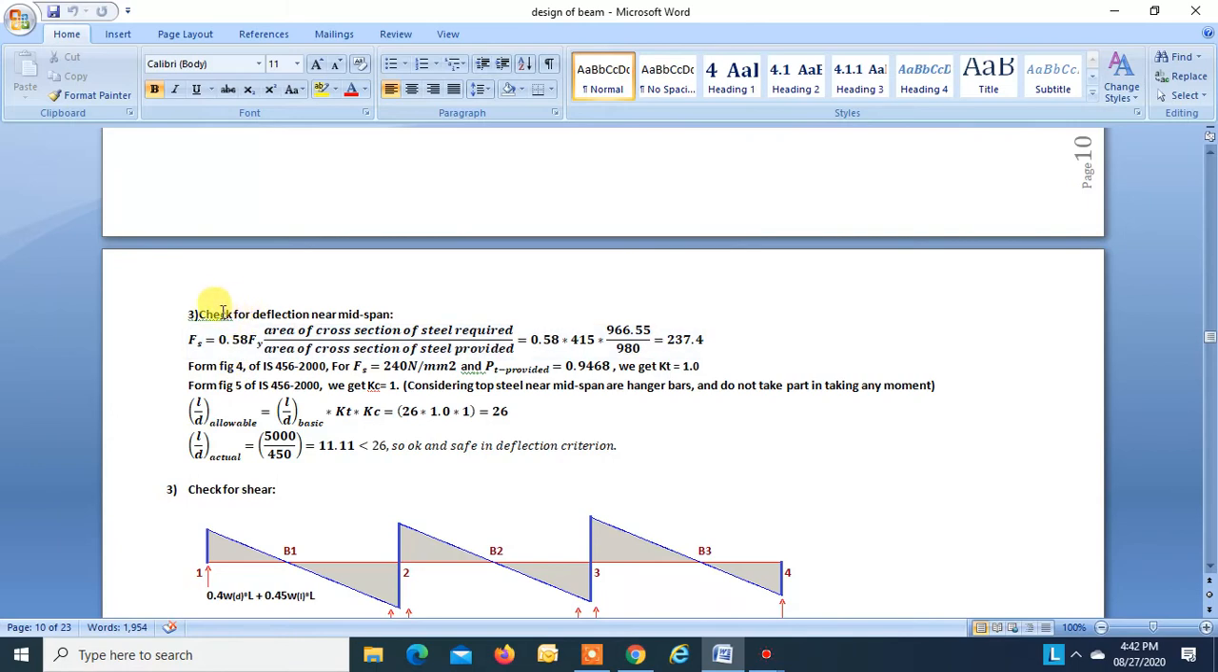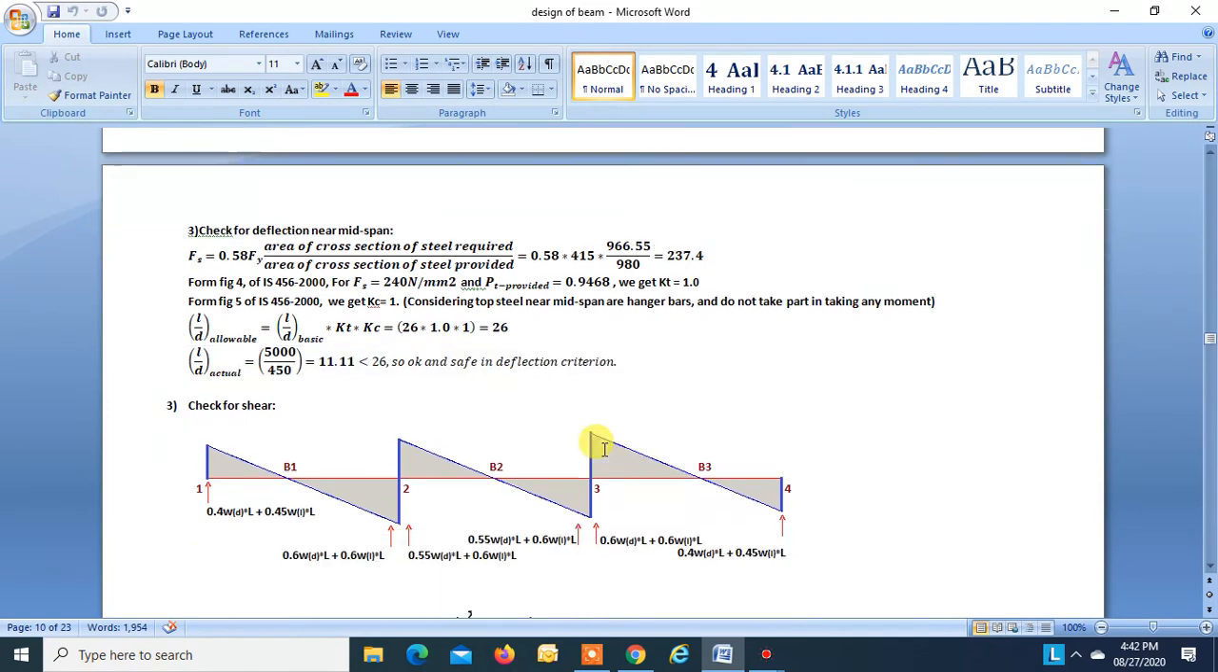So this we are taking PT at center, because we are finding the deflection near the mid span, and near the mid span we are designing as a singly under-reinforced section. So L/d allowable is equal to L/d basic into KT into KC, 26 into 1 is 26. L/d actual is 5000 by 450, our effective depth is 450. So this is 11.11, less than 26. So it is safe in the deflection criteria.